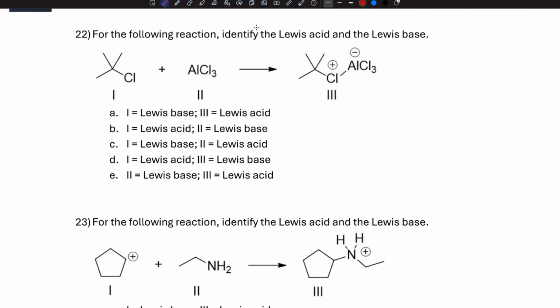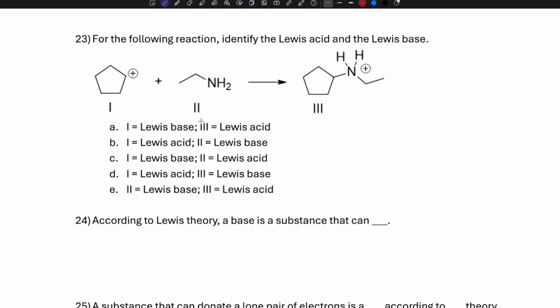In question 22, we're looking at a reaction, but this time we're identifying both the Lewis acid and Lewis base. And the trick I like to do is I like to notice that aluminum became negative, which means we probably accepted electrons. And according to our definition, structure 2 must have been the acid. While this chlorine became positive, which means we donated electrons. And if we donate electrons, that fits our definition of a Lewis base. And so structure 1 should be our base, and structure 2 should be our acid.